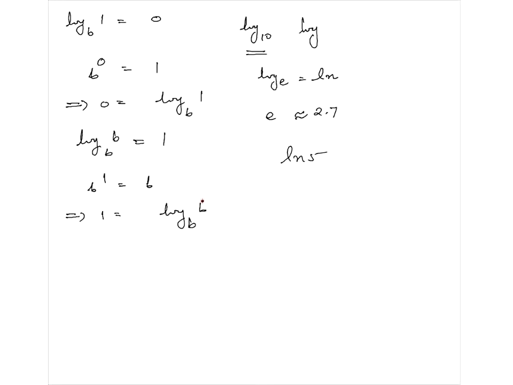Small e is an irrational number whose approximate value is 2.71. This e is quite common. In fact, you can say it is exclusive whenever we talk about log in the context of calculus, for example, then base e is exclusive.